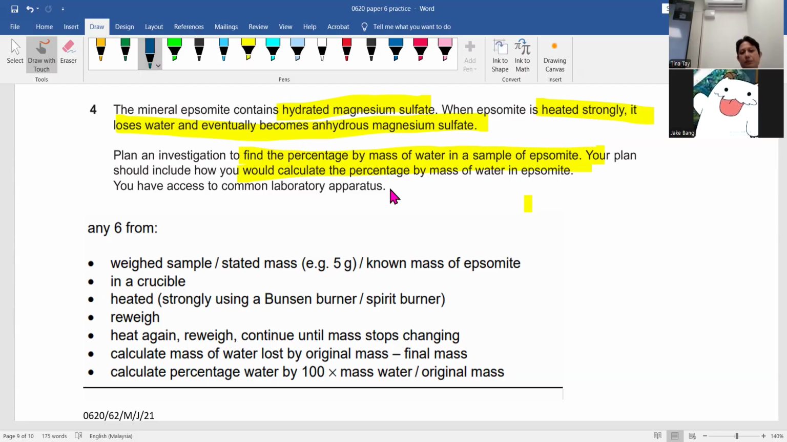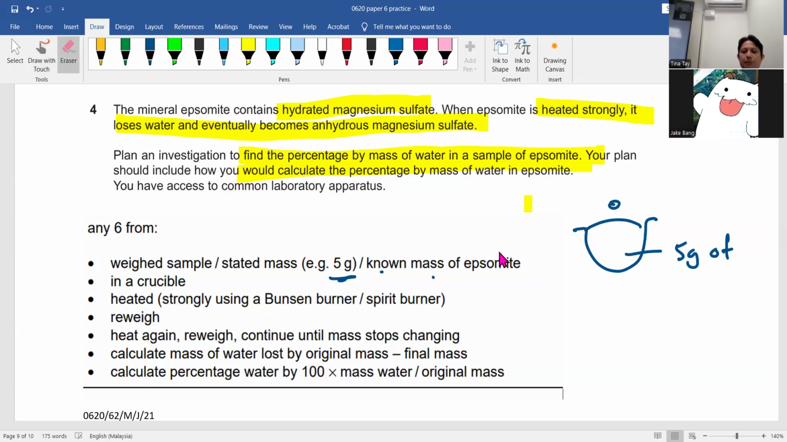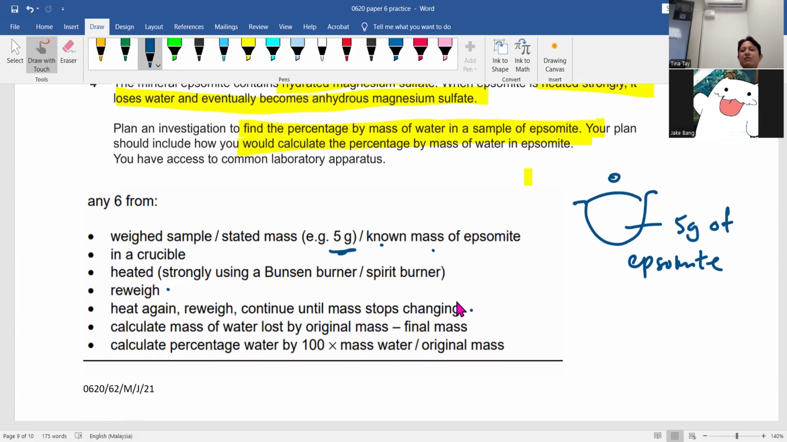So let's say you weigh 5 grams, a known mass. Don't go and copy the marking scheme and write known mass. Put 5 grams of hydrated epsomite, and then you heat using a Bunsen burner. Heat, then reweigh and heat again until the mass stops changing. Same as just now.